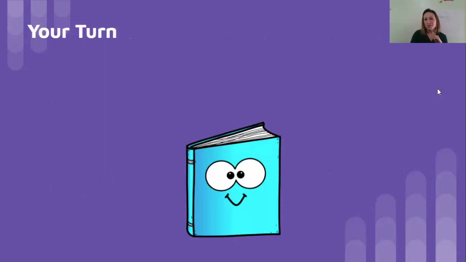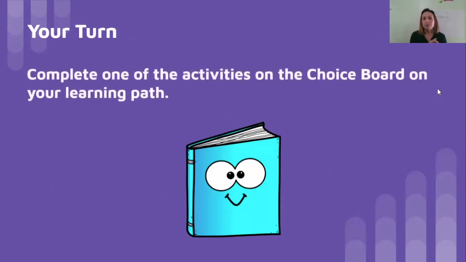So your turn now. We've talked about theme. We've talked about finding the topic, asking yourself how the character has changed from the beginning to the end of the story, looking at the conflict and the resolution. So it is your turn now to show what you have learned or practice using what you know. You're going to complete one of the activities on the choice board on your learning path and save the rest for another day if you'd like, but choose a different one than you did yesterday.